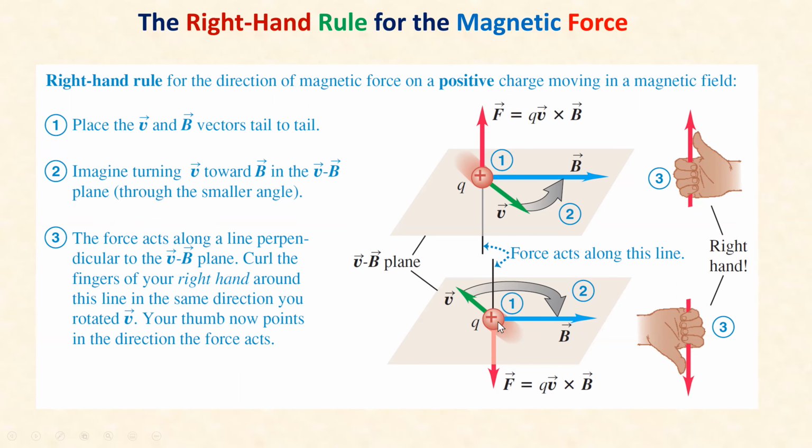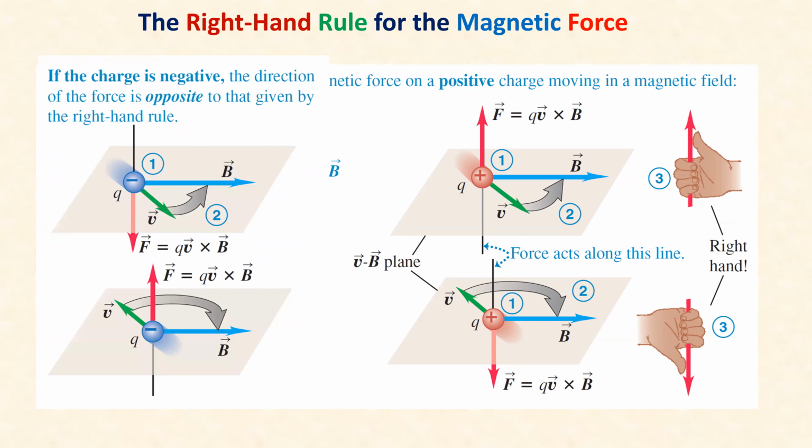In this case, you see this velocity is here, B is here. So if you want to turn your fingers from V to B, your thumb shows down, right? And in each case, if the charge is negative, then you flip the direction at the end. So you see it, in the top case, V cross B is still up, but Q V cross B, because Q is negative, is opposite. And also in here, V cross B is down, but Q V cross B is opposite, so it goes up, right? Any questions?